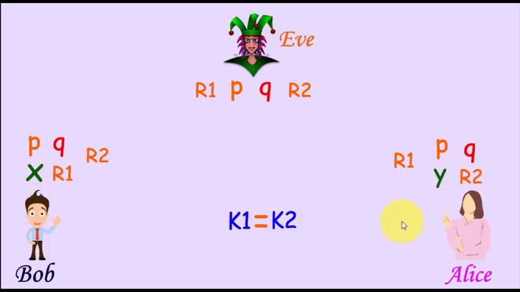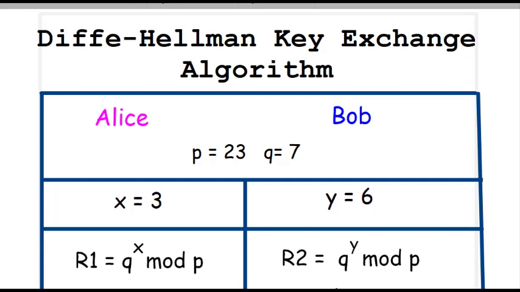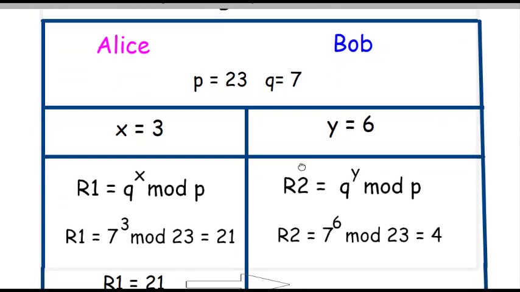Now let us see a numerical example based on this. This is the Diffie-Hellman key exchange algorithm. So here we have Alice and Bob. They want to exchange a symmetric key. The very first step is they select two variables P and Q, which are of course prime numbers. So P is 23 and Q is 7, and either Alice or Bob generates them, and they exchange these numbers through the unreliable medium.